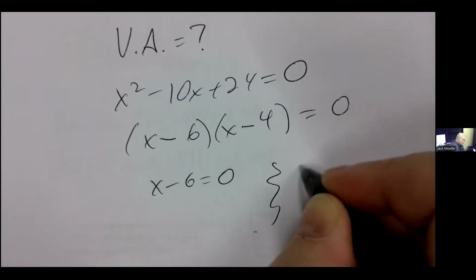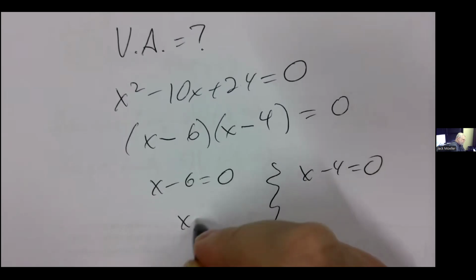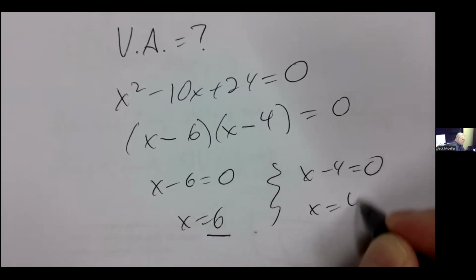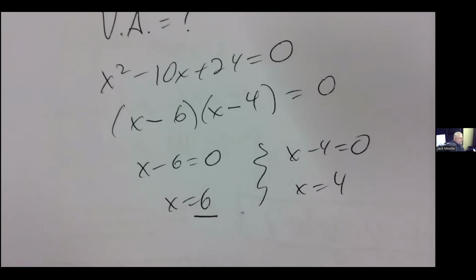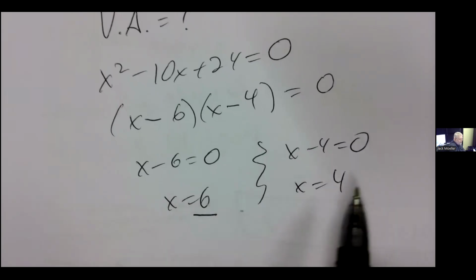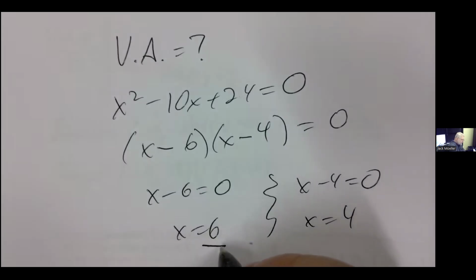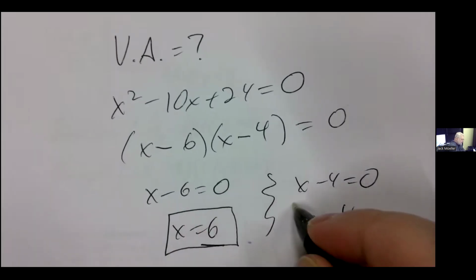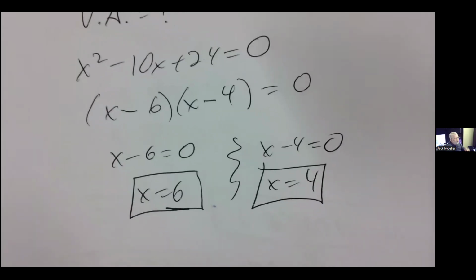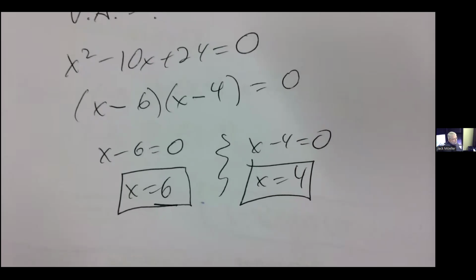I'm going through that kind of fast, but we're focusing on the other part of this. So set each of those equal to 0. Get x equals 6, x equals 4. If this were the domain, it'd be all numbers except those two, but this is the vertical asymptotes. And these are vertical lines, so you need the x equals. We don't need just the number, we need the x equals. Otherwise, they're not vertical lines.